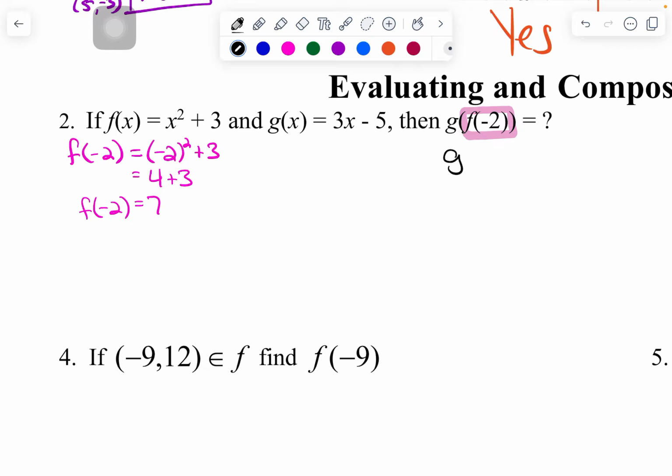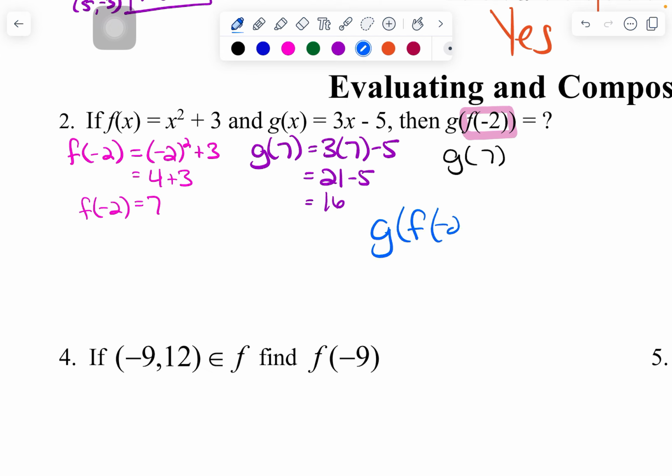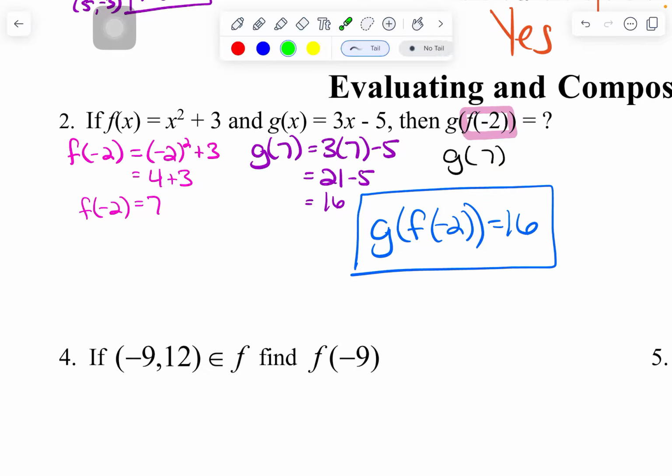All right, so we're going to figure out then g of 7. Okay, now we're going to use the g function, and everywhere in the g function that I have an x, I'm going to replace it with a 7. All right, so 3 times 7 makes 21. 21 minus 5 is, what would that be, 16? We'll go with the 16 on that. So my final answer here for g of f of negative 2, that's going to be 16. All right, so we took negative 2, we put it in the f function, found that answer. Then I took that answer, put it in the g function. That's the final answer for the problem.